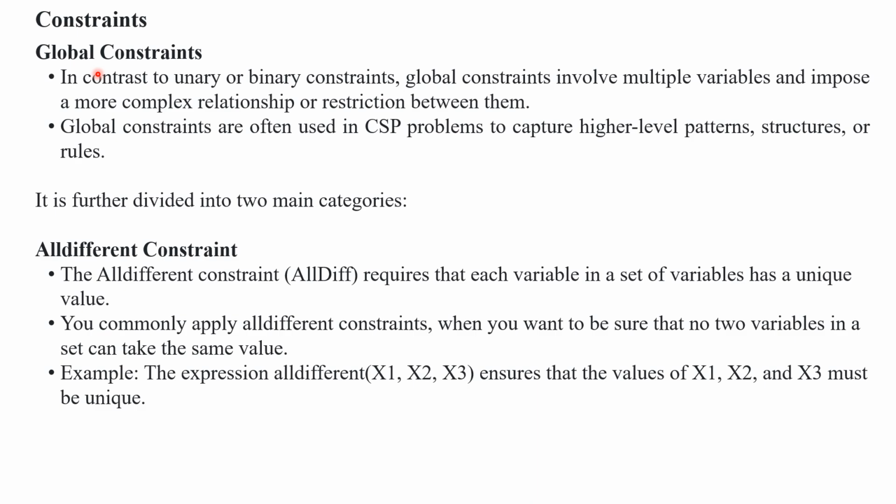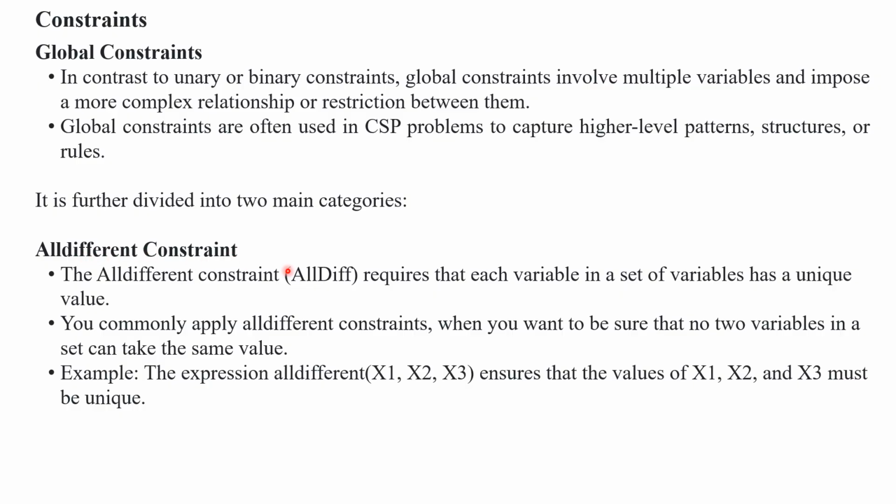And global constraint. In contrast to unary and binary, a global constraint involves multiple variables and imposes more complex relationships between them. It is often used in CSP to capture high-level patterns, structures, and rules. It is further classified into two categories. The first one is all different constraint.